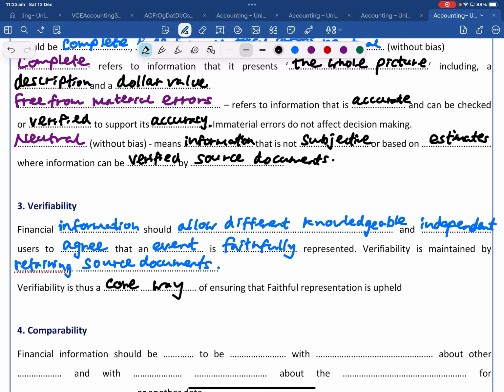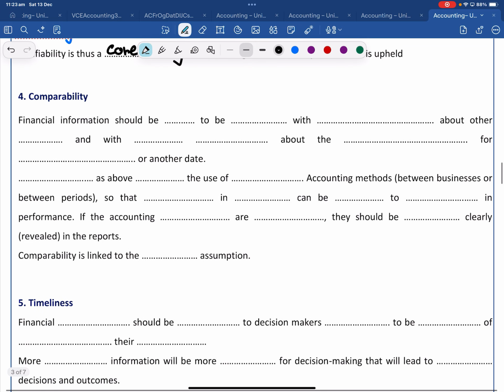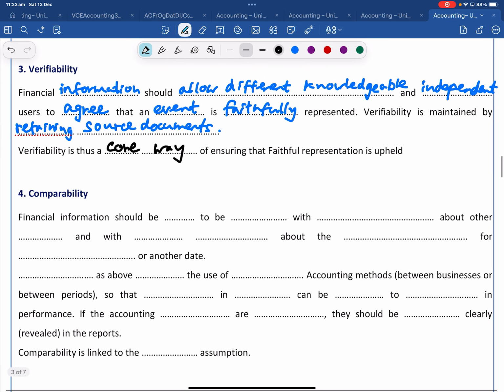Verifiability is thus a core way of ensuring that the faithful representation is upheld. This is not that important. What is important is the first paragraph. Okay, guys, shall we do some questions from what we did?